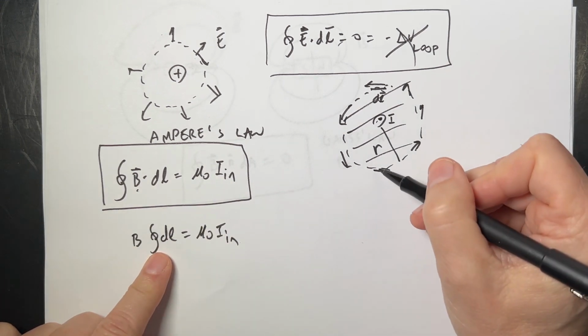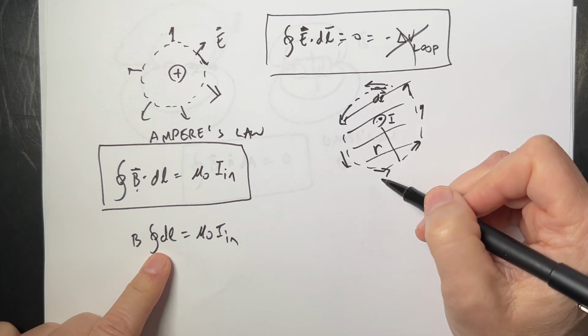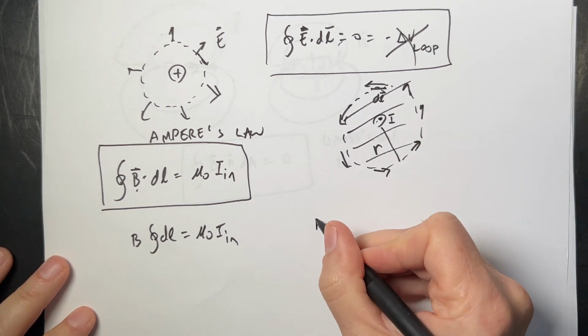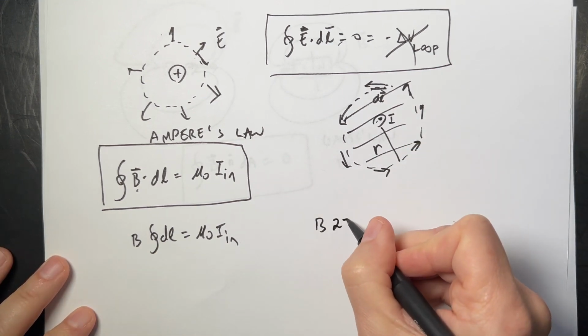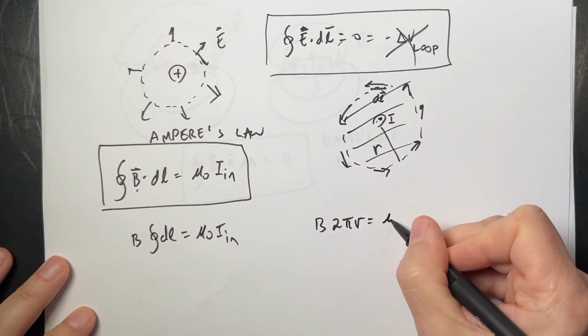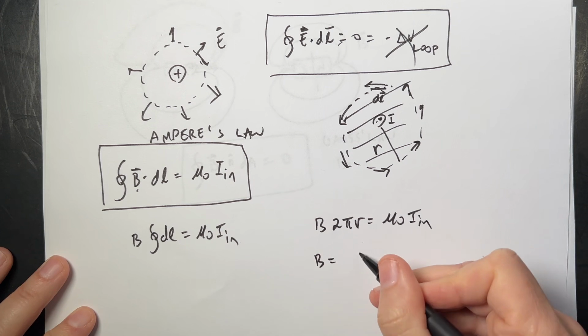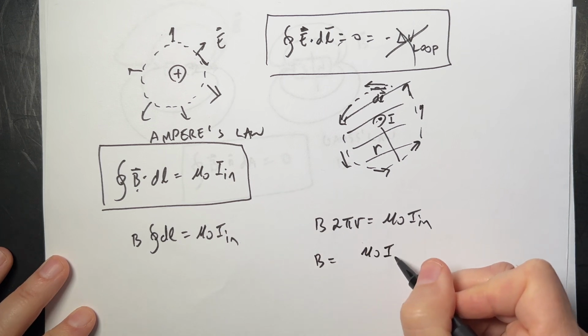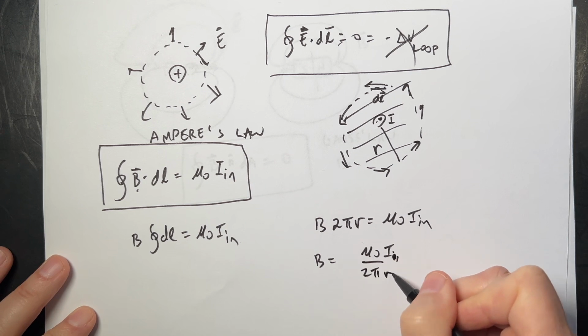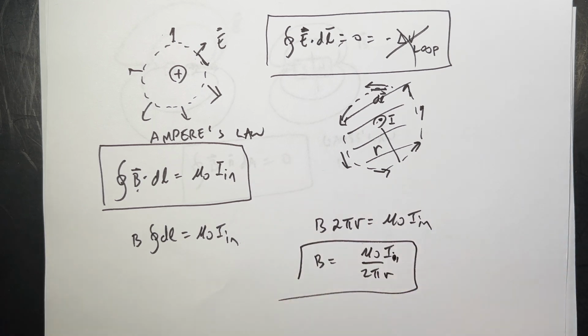Well, now I just have to integrate dl around that loop. Well, it's just a circle. So I get B times 2 pi r equals mu naught I n. If I solve for B, B equals mu naught I n, which is just I, over 2 pi r. And that's what we got before. That's the magnetic field due to a long straight wire.